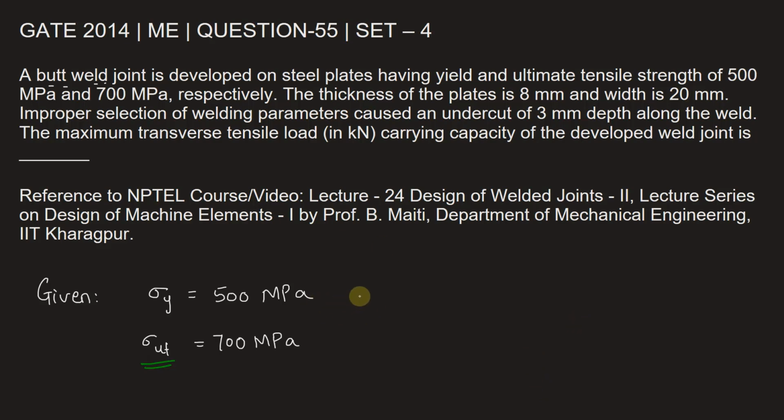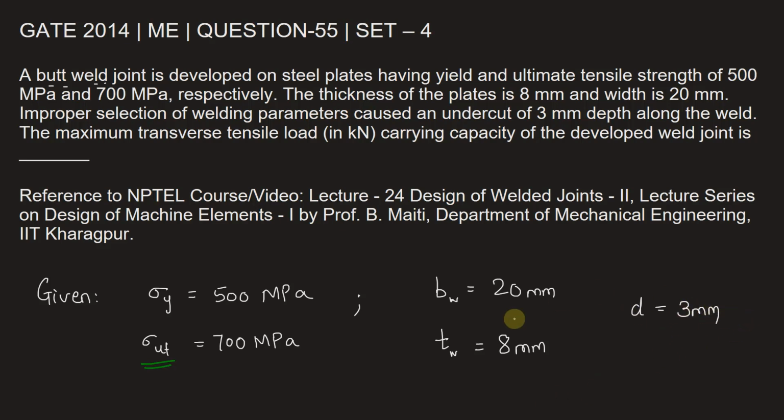Another thing that is given is size of weld. Thickness of plates is given 8 mm and width is 20 mm. So along the width, along the complete weld, the weld will have to be carried out. So we can write B is equal to 20 mm. Thickness of the weld should also be equal to the thickness of the plate so that it successfully joins the plates together. So we can write thickness of weld itself will also be 8 mm. Width of weld is 20 mm. There is an undercut of 3 mm. So we'll write that undercut as D being 3 mm.